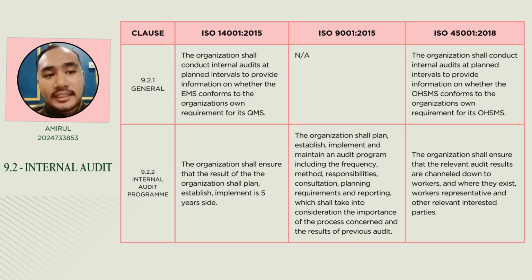Meanwhile, for ISO 9001, the organization shall plan, establish, implement, and maintain an audit program, including the frequency, methods, responsibilities, consultation, planning requirements, and reporting, which shall take into consideration the importance of the processes concerned and the results of previous audits. For ISO 45001, the organization shall conduct internal audits at planned intervals to provide information on whether the OSH management system conforms to the organization's requirements for its OSH management system, including the OSH policy and OSH objectives, and the requirements of this document.